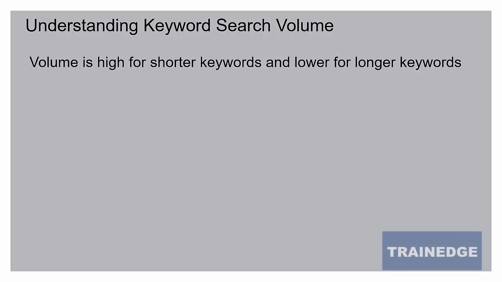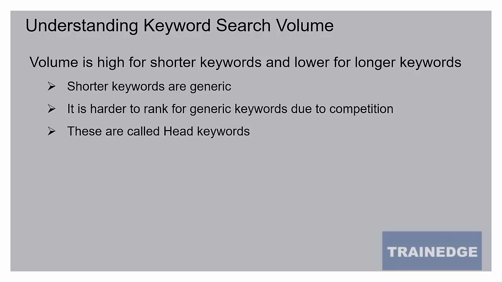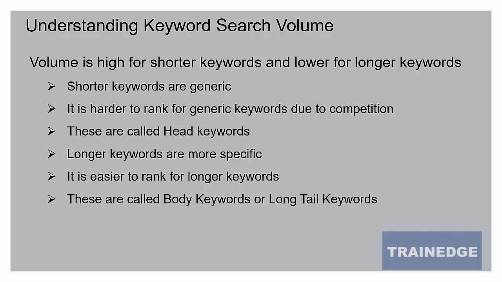Search volume is normally high for shorter keywords, and it is lower for longer keywords. Shorter keywords are generic. These are head keywords like software. They are shorter, more generic, and have very high search volumes, and it is very hard to rank for generic keywords due to high competition because everybody wants a piece of that traffic. The longer keywords are much more specific to users' needs, and therefore they have lower search volume. But it is also easier to rank for those keywords because there is a lot less competition.